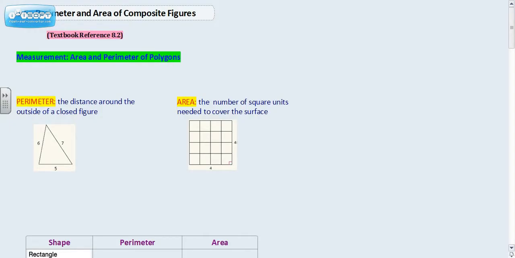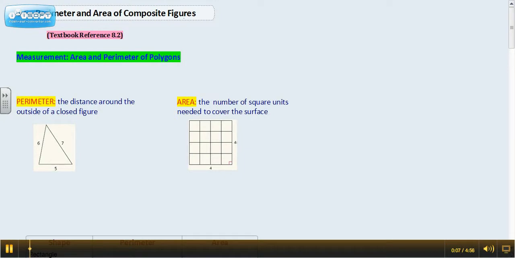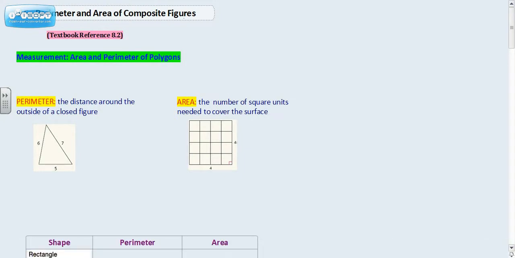Hello class, today we're going to talk about the perimeter and the area of composite figures. So now we're going to deal with polygons, but we're also going to go above polygons and deal with circles. So first we're going to look at the area and the perimeter of these polygons.